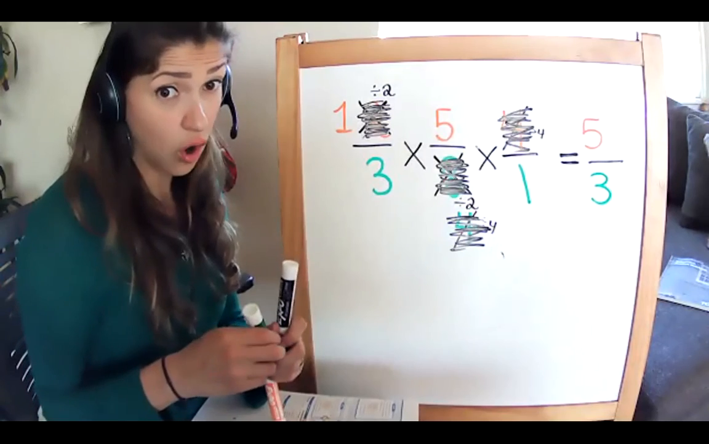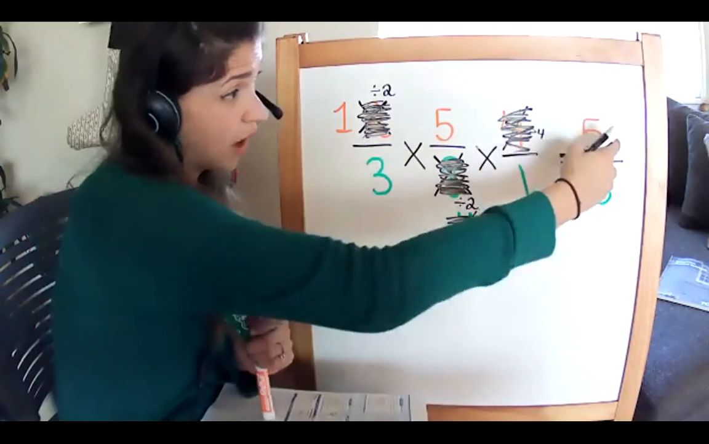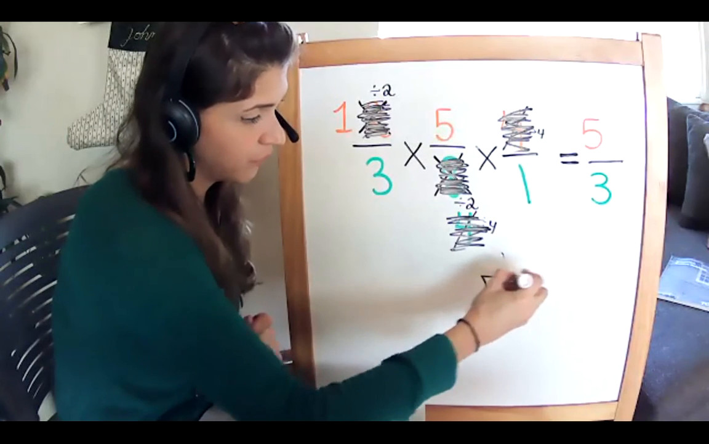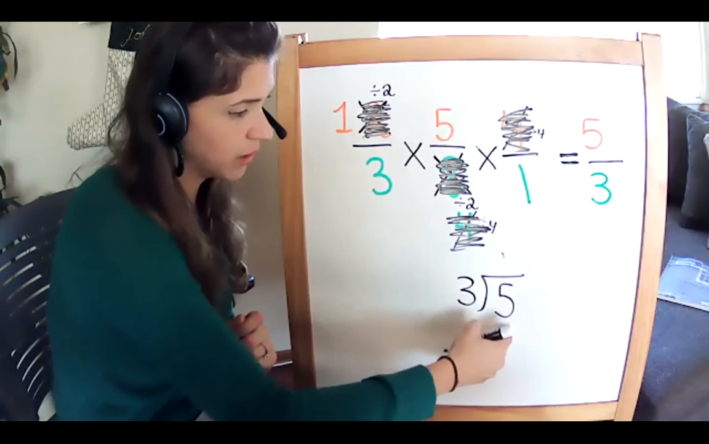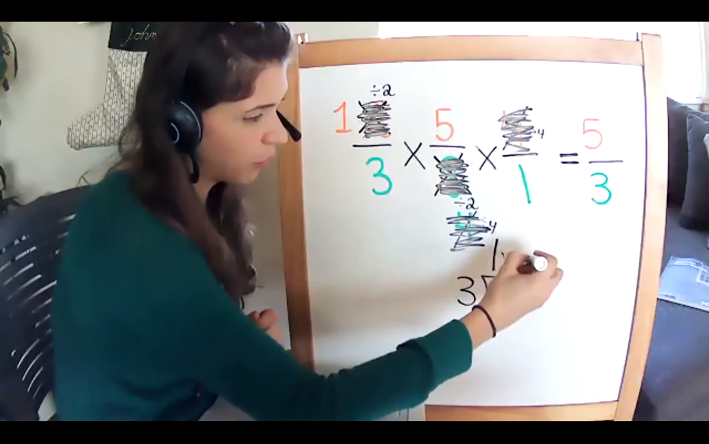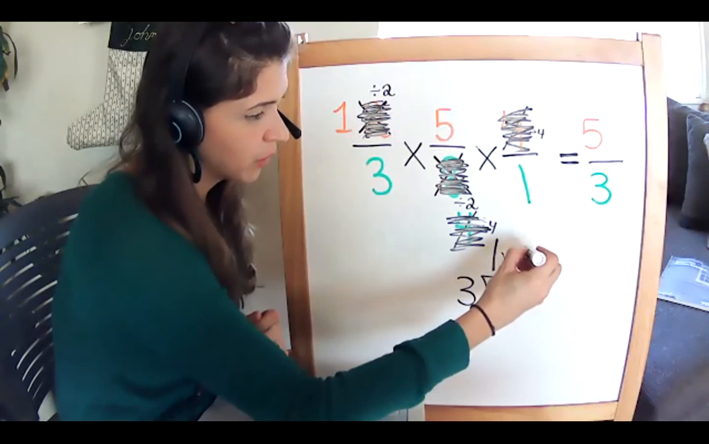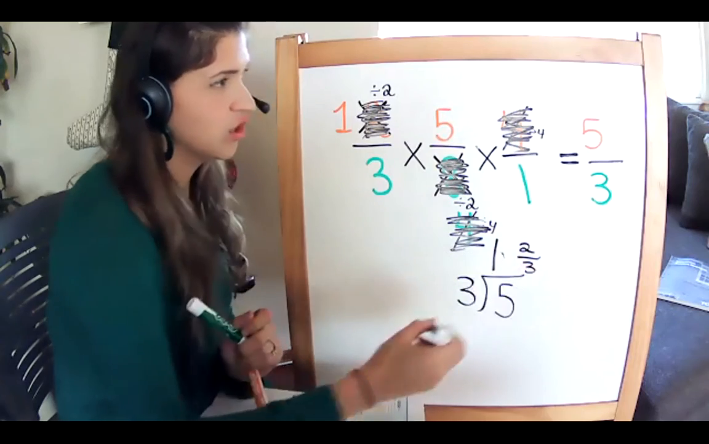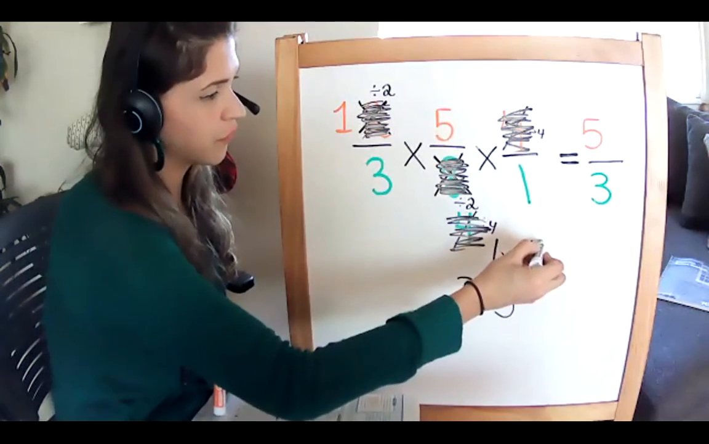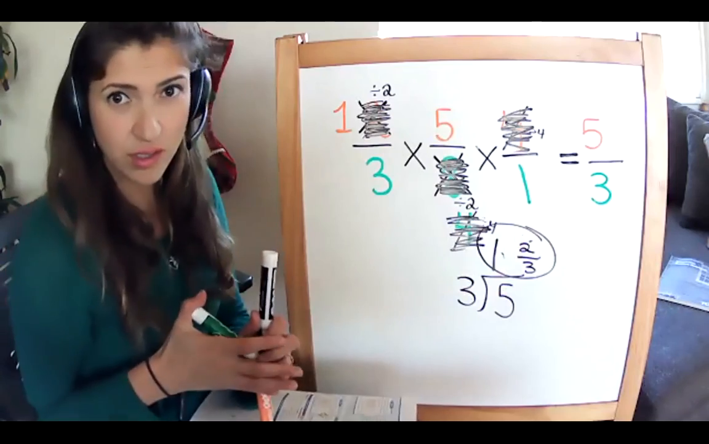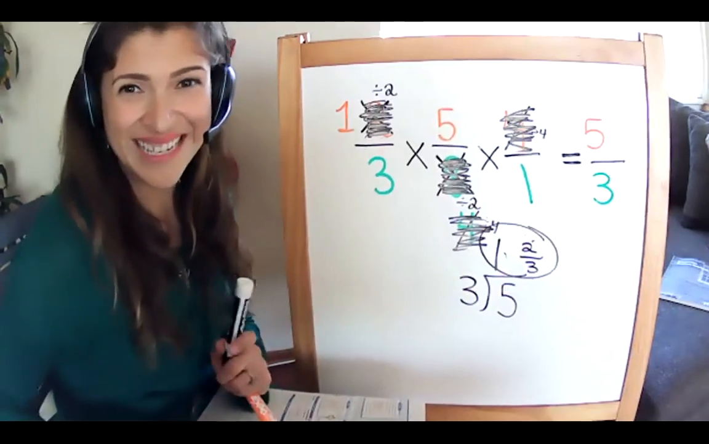All fractions are division problems. So 5 over 3 is the same as 5 divided by 3. How many times does 3 go into 5? One time with a remainder of 2, 2 out of 3. So instead of writing 5/3, we would write it as 1 2/3. Dum dum dum! We did it.